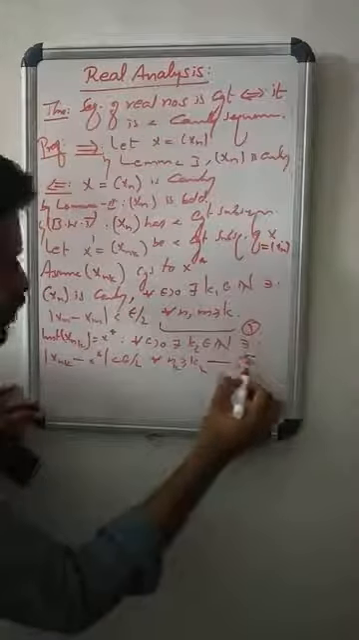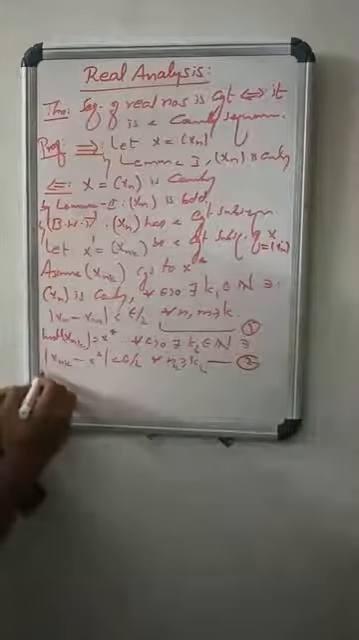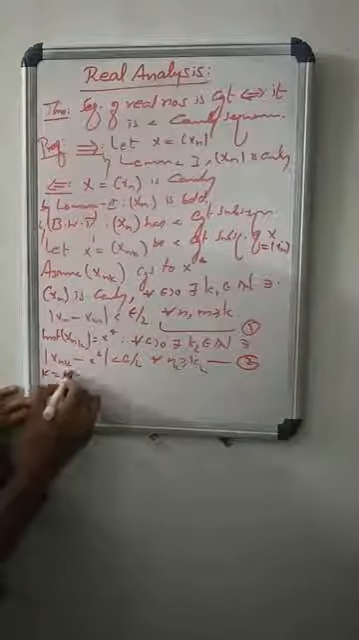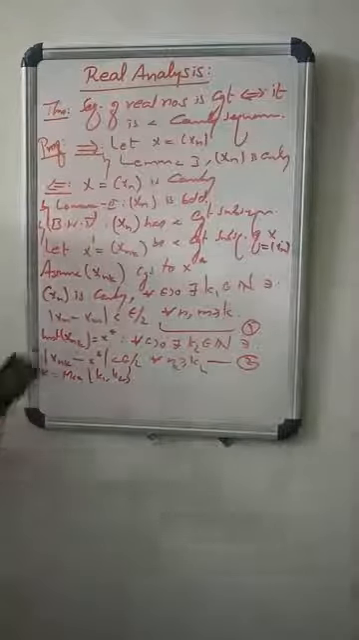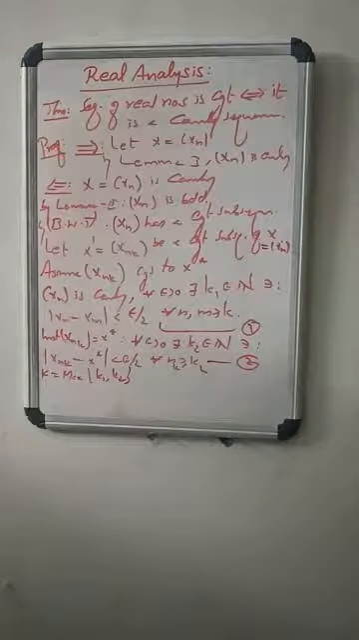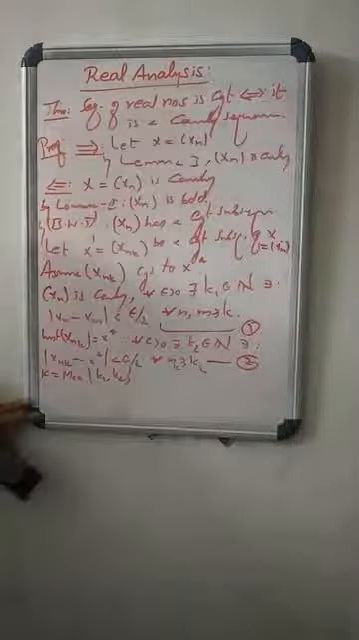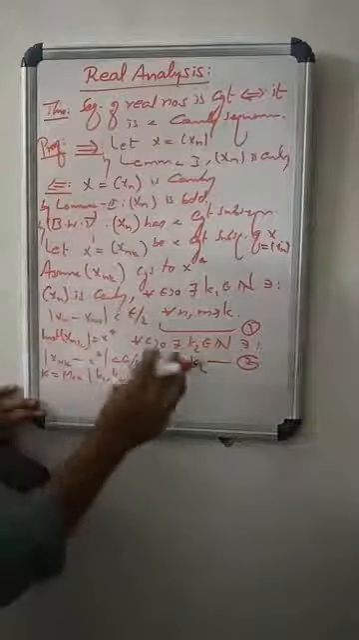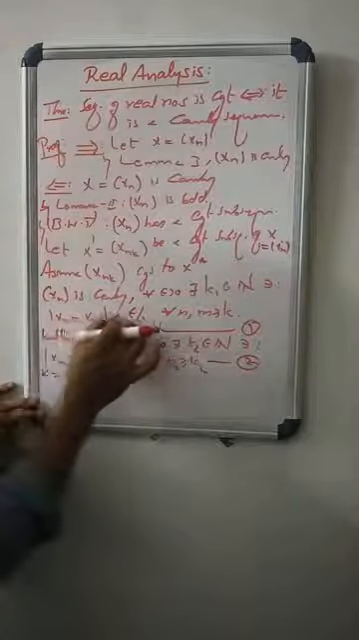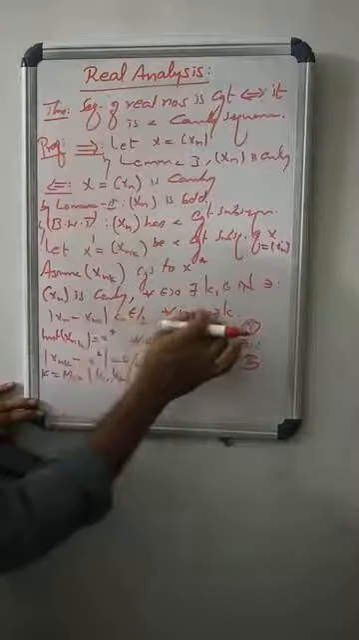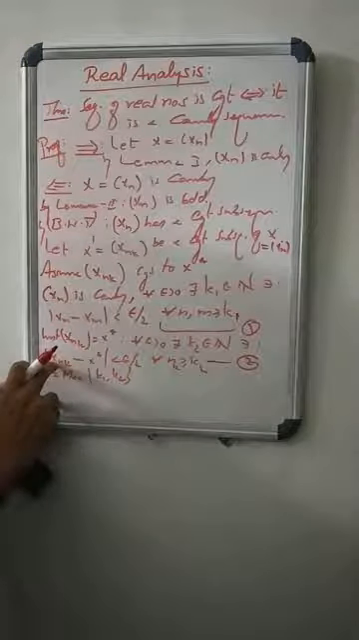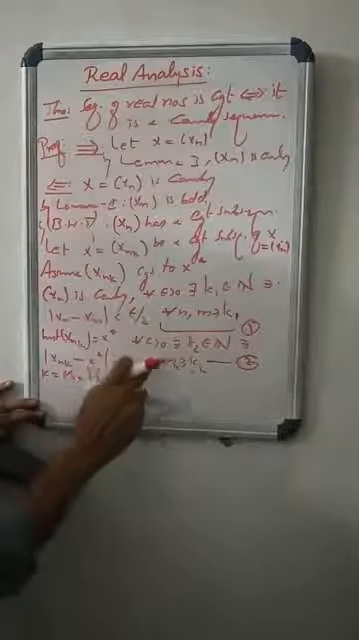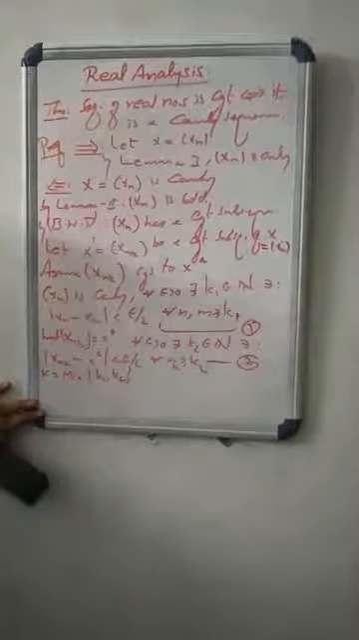Mark this equation 2. Now you construct k. Choose k equals maximum of k1 and k2. So these two equations, 1 and 2, hold for this k itself. That means modulus of xn minus xm is less than epsilon by 2 for all n, m greater than or equal to k, and modulus of xnk minus x star is strictly less than epsilon by 2 for all nk greater than or equal to k.